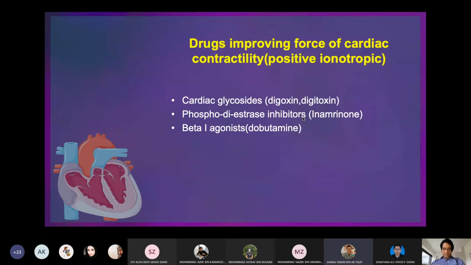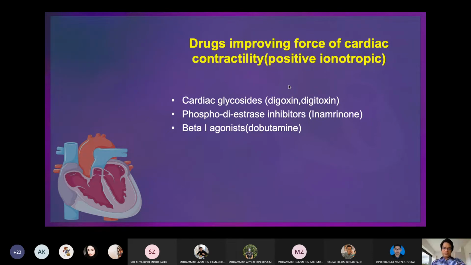So if you improve cardiac impulse, is it tachycardia or bradycardia, or are you increasing cardiac contractility? Okay. So these are the drugs we give to improve force of contraction if we receive a patient with severe bradycardia and heart failure.